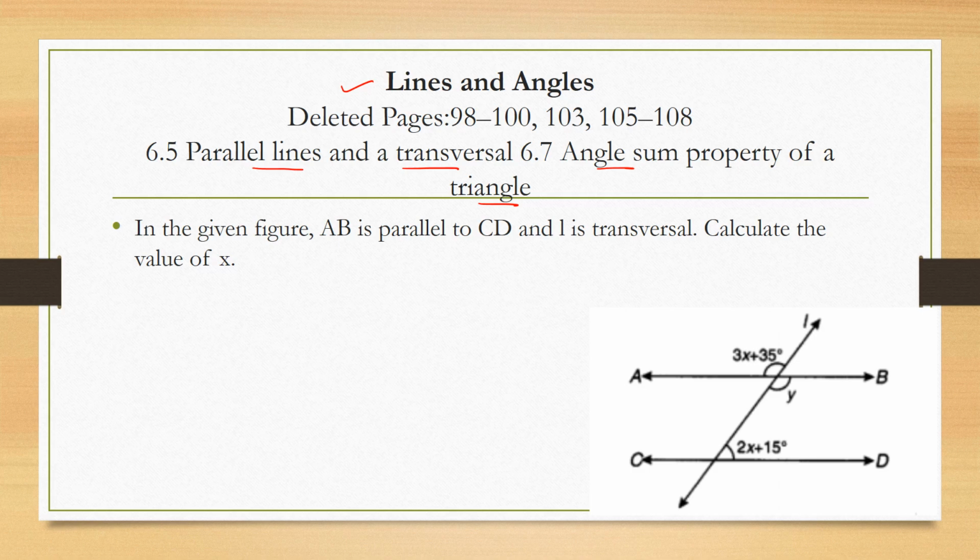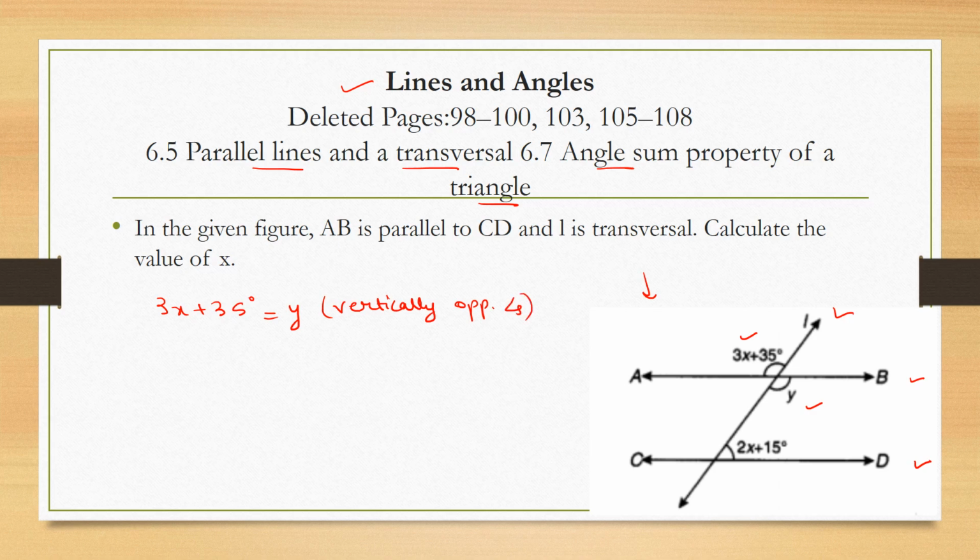Next, the question is: in the given figure, AB is parallel to CD. L is the transversal. Calculate the value of x. So what you are getting is that these two angles are vertically opposite. So 3x plus 35 degrees equals y. Why? Because these are vertically opposite angles.